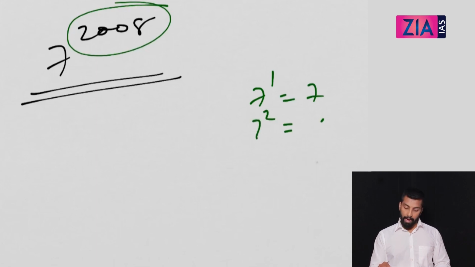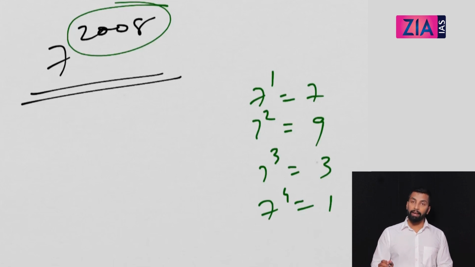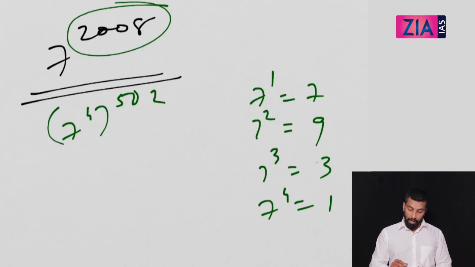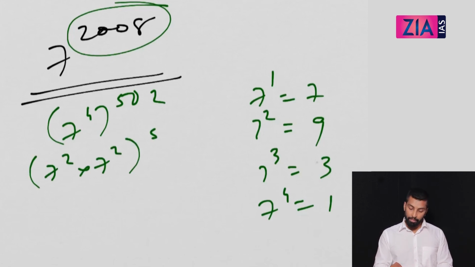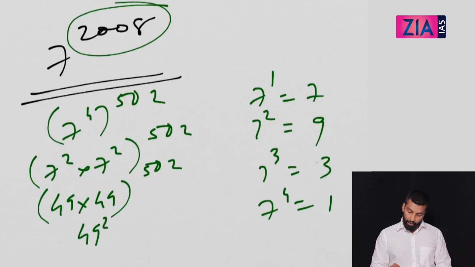7 square, 49. 7 cube, 343. 7 raised to 4, 01. So I need to write it as 7 raised to 4, right? 7 raised to 4 raised to 502. Now 7 raised to 4 means 7 square into 7 square raised to 502. That means 49 into 49 raised to 502. That means 49 square raised to 502. I don't want to know what is 49 square.